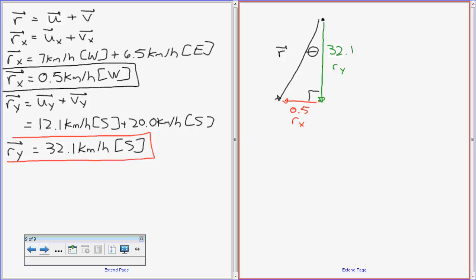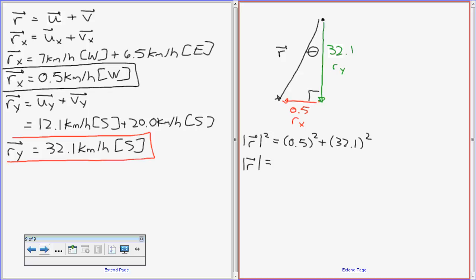Okay, what's the easiest way to solve for the magnitude of R? Pythagorean theorem sounds good to me. So I'm gonna say that the magnitude of R squared equals 0.5 squared plus 32.1 squared.